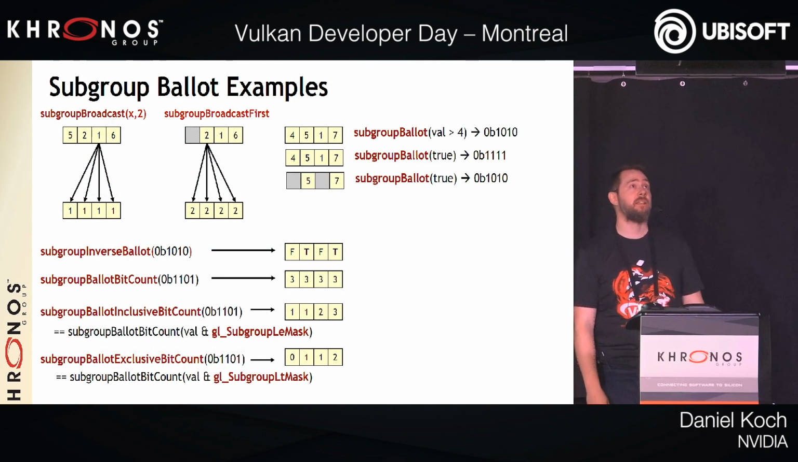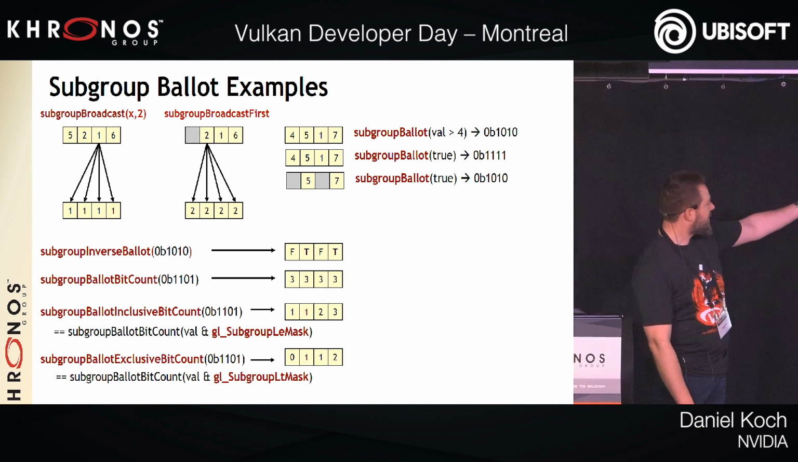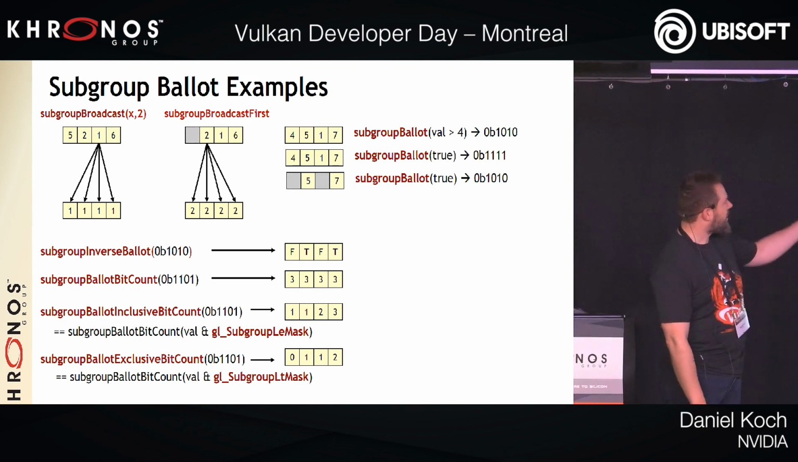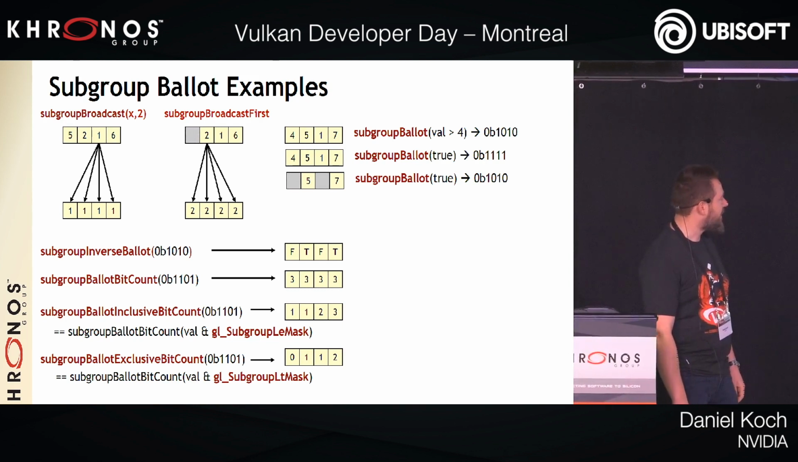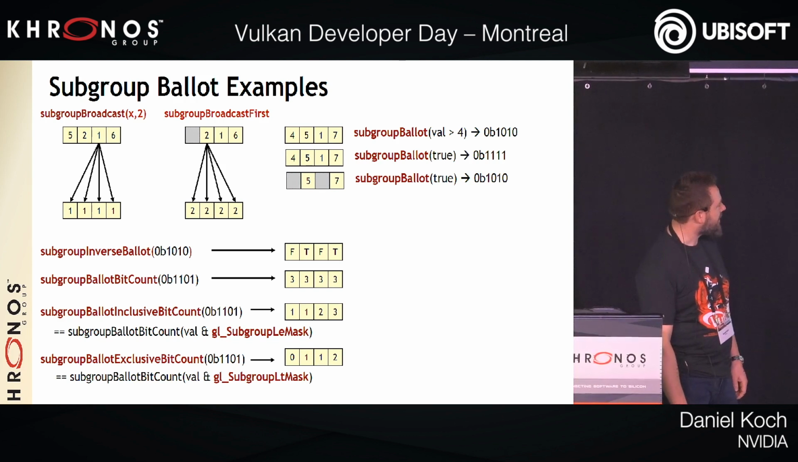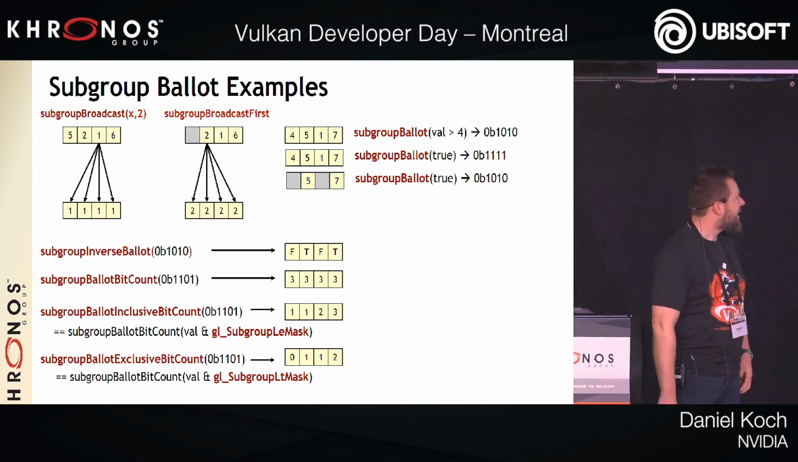So what do these look like? First one, subgroup broadcast. I take the value X and I want to broadcast that from invocation 2. So you can see the value of 1 gets spread out to all the invocations. For subgroup broadcast first, in the second example there, the first invocation was inactive, so we get the data from the second thread broadcast to all the other ones.